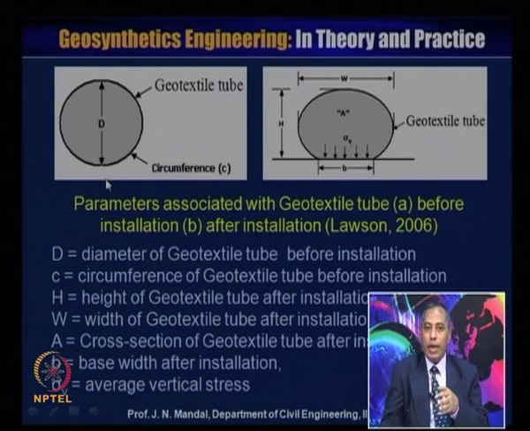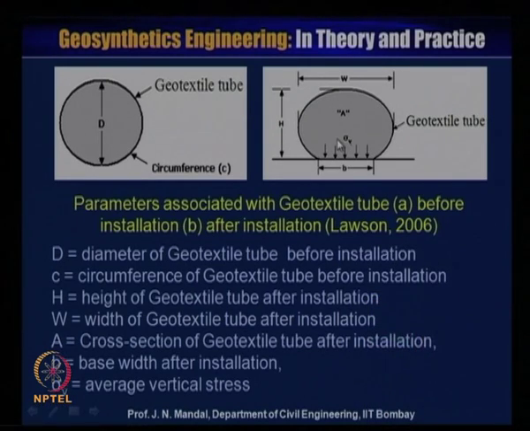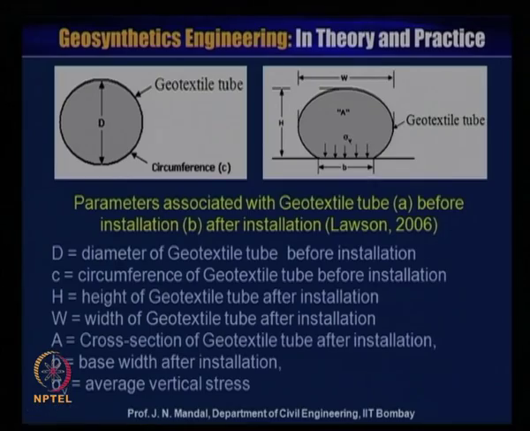So, here D is the diameter of the geotextile tube before installation and C is the circumference of the geotextile tube before installation. And here H is the height of the geotextile tube after installation. So, H is not D, and W is the width of the geotextile tube after installation. A is the cross sectional area of geotextile tube after installation, sigma V is the average vertical stress, and small b is the base width after installation. So, you can see the parameters associated with geotextile tube before and after installation. There is a lot of variation in the parameters.